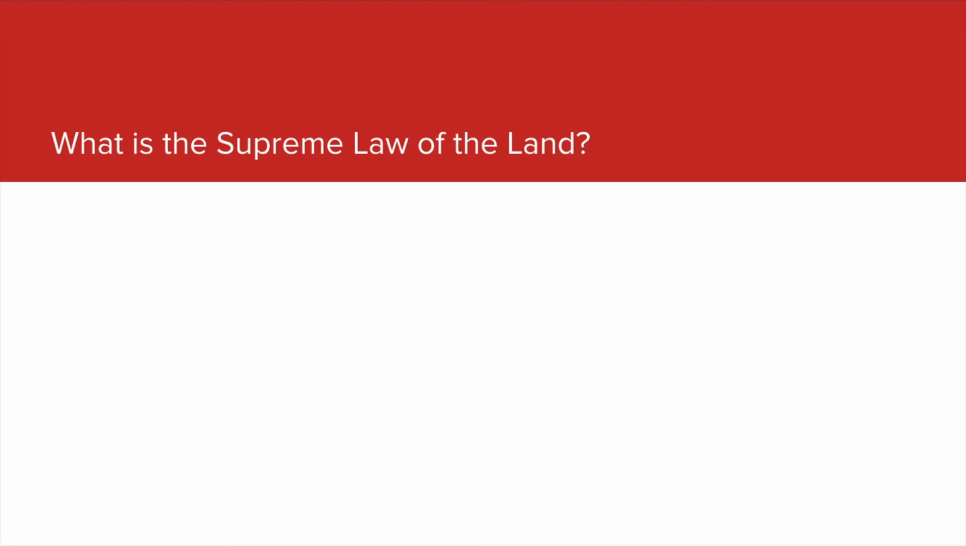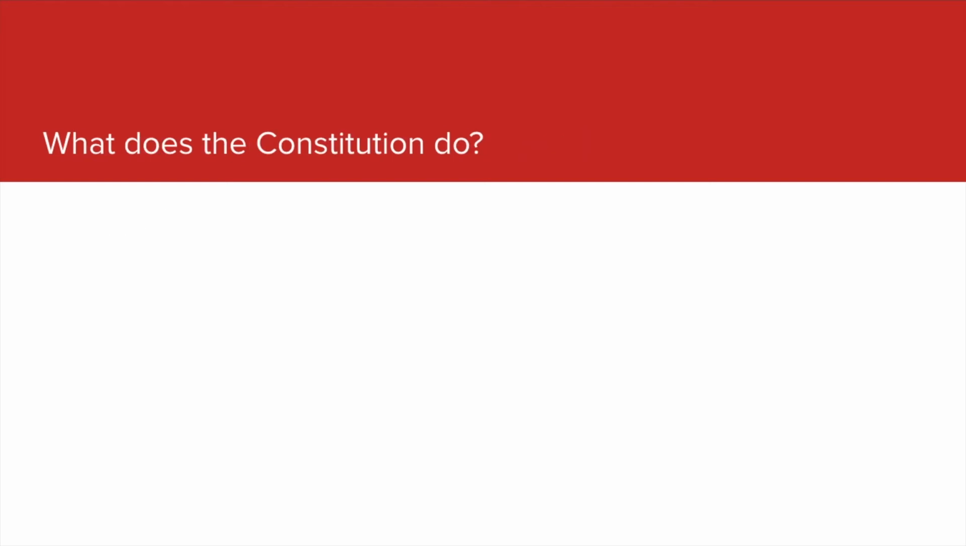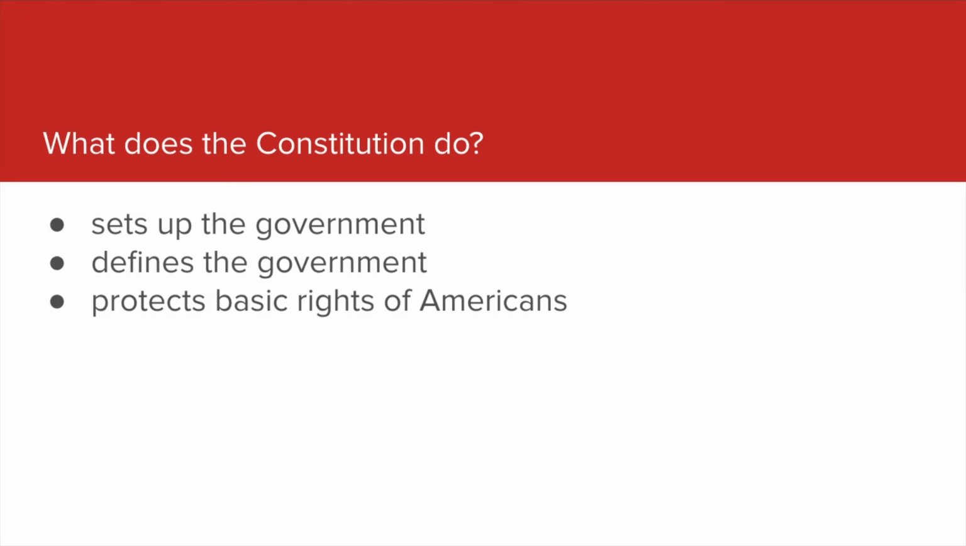So question number 1, what is the supreme law of the land? And then your answer is going to be the Constitution. My next question, what does the Constitution do? And your answer is going to be sets up the government, defines the government, or protects basic rights of Americans. Any of these 3 answers is fine. You don't need all 3. And if you want to say any of these answers in different words, that is also totally fine.